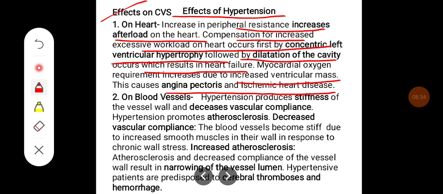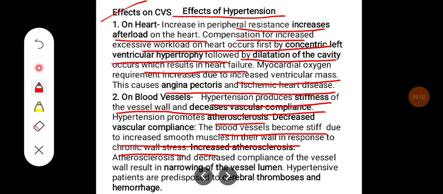On the blood vessels, hypertension produces stiffness of the vessel wall and decreases the vascular compliance. Hypertension promotes atherosclerosis and decreased vascular compliance, where the blood vessels become stiff due to the increased smooth muscle in their walls in response to chronic wall stress.